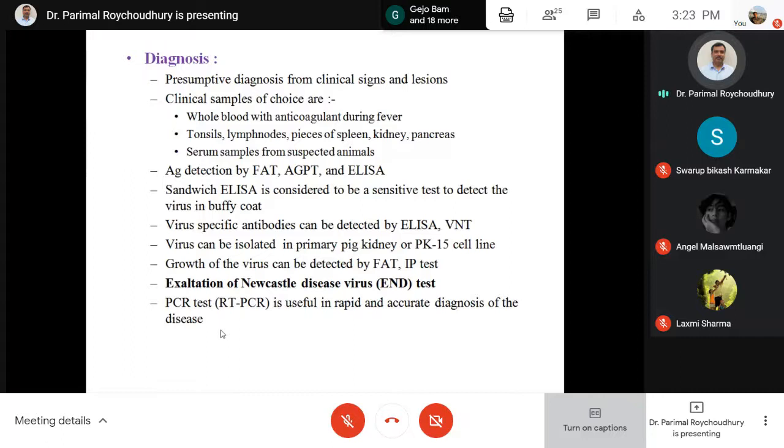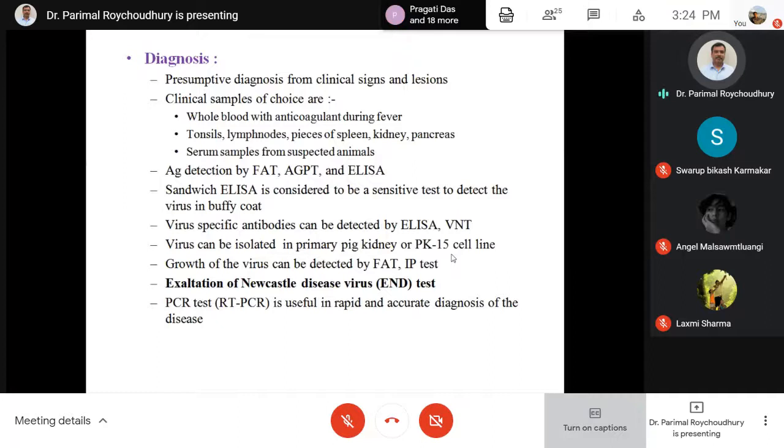However, some of the classical tests like FAT, AGPT, and ELISAs exist for detection. Even large scale screening can be done with the samples. And sandwich ELISA is a practice for detecting the antigen, so the virus, in the tissue sample. Similarly, we can go for isolation. Of course, it takes time. The virus can be grown in PK15 cells. But the issue is that the virus doesn't produce any cytopathic effect. No cellular change can be seen. However, the virus will grow very nicely in the cells without producing any changes.